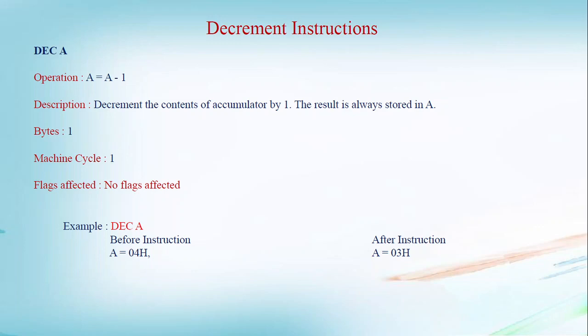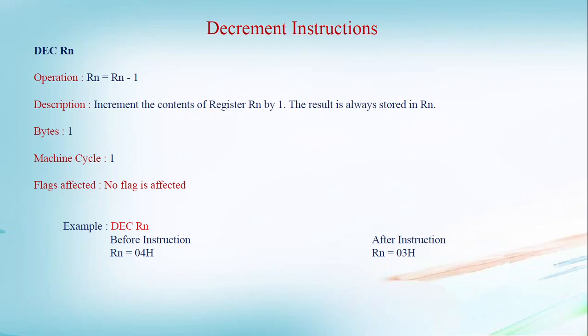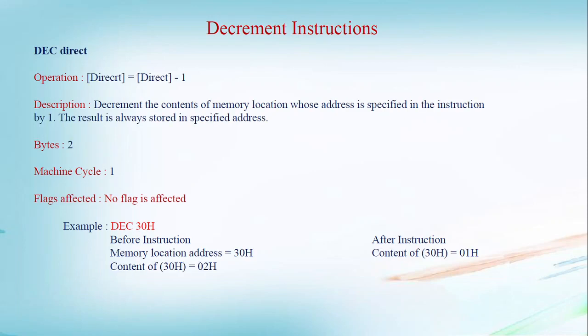As an example, DEC A. Let us consider the content of A is 04H. After the instruction gets executed, the content of A will become 03H, 4 minus 1. Same as DEC A, DEC Rn decrements the contents of register Rn by 1. The result is always stored into Rn. Example, DEC Rn: before the instruction Rn equals 04H, and after the instruction Rn becomes 03H.